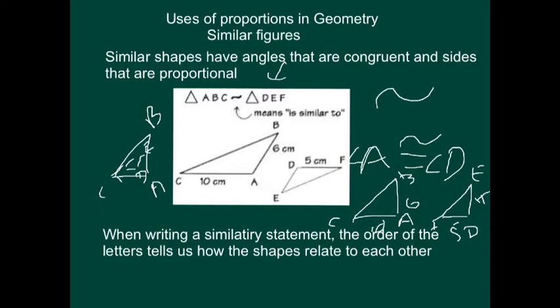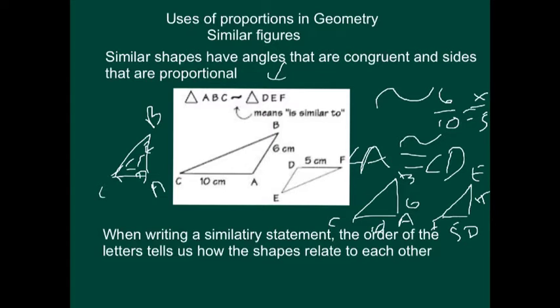You would be able to say, okay, well, I can say that 6 over 10, because AB is 6 and CA is 10, equals x over 5. Because BA and ED match up because of the way that the letters are, and CA and FD match up because of the way that the letters are. The F comes last, the D comes first, the C comes last, the A comes first. So you know those sides are going to be the same.